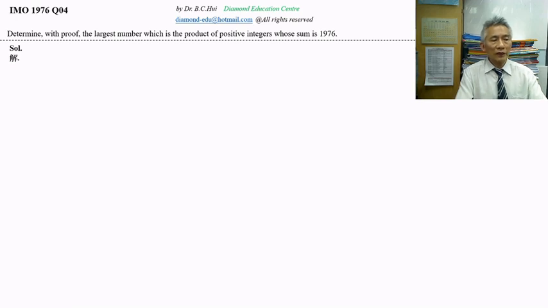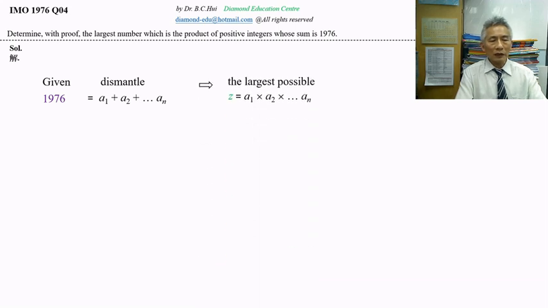This is IMO 1976, question number 4. The question wants us to find the largest possible value of the product of positive integers, where these positive integers, when added up together, equal the sum 1976. So we're given the number 1976. We divide this integer into a number n of integers, a1, a2, up to an. And we want to find the largest possible value of a1 times a2 up to an.